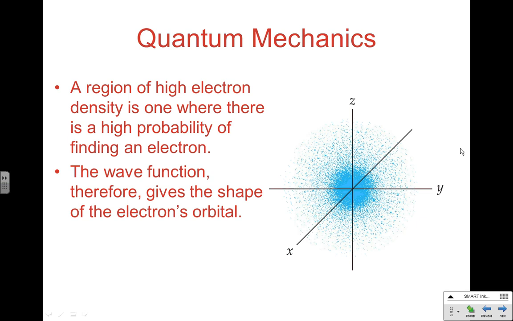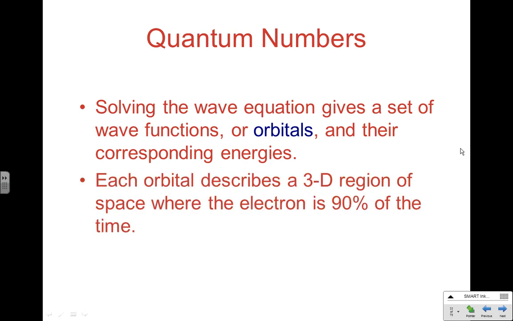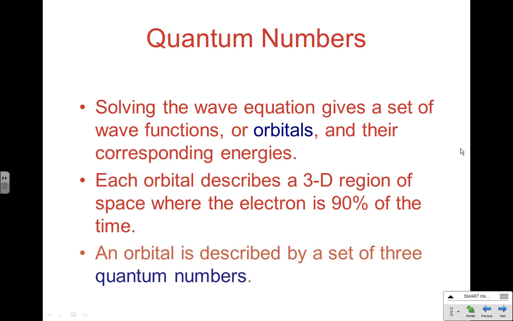So based on this picture, because we're looking at an image of where one electron is living, it looks like this electron appears to live in a spherical shaped orbital or spherical region. So solving the wave equation gives us a set of wave functions or orbitals and their corresponding energies. So what he was able to do is to look at general location and specific energy information. Now, each orbital actually describes a 3D region of space where the electron is found 90% of the time.